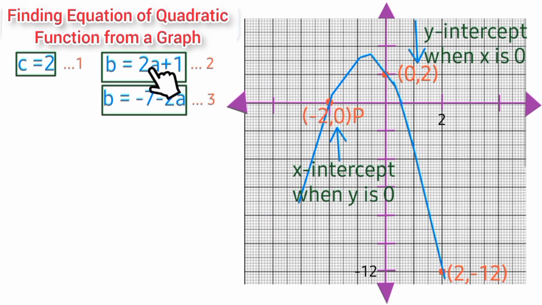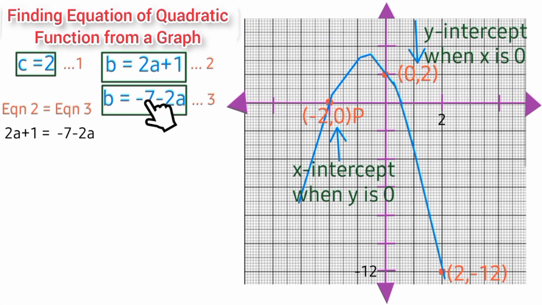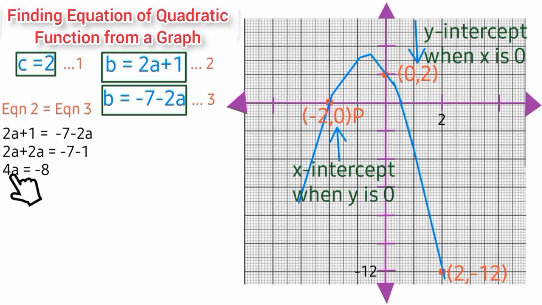So from point 2, this is b, while from point 3, this is b. Since both of these represent b, we say equation 2 is equal to equation 3. That is, equation 2 is 2a plus 1 equal to equation 3, that is minus 7 minus 2a. So collecting like terms from here, we have 2a. When minus 2a here crosses the equal sign, it becomes positive 2a equal to minus 7. When plus 1 crosses the equal sign here, becomes minus 1. Of course, 2a plus 2a gives 4a equal to minus 7 minus 1 gives minus 8.